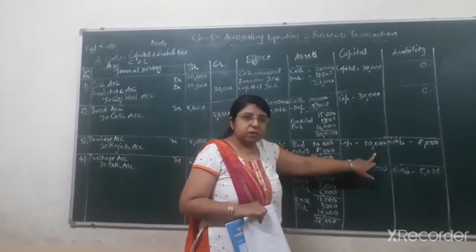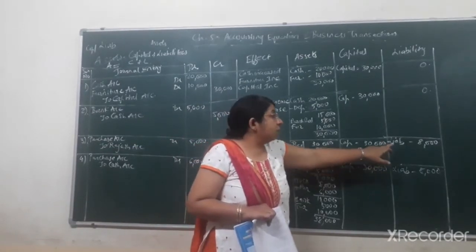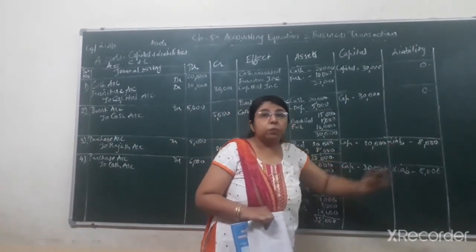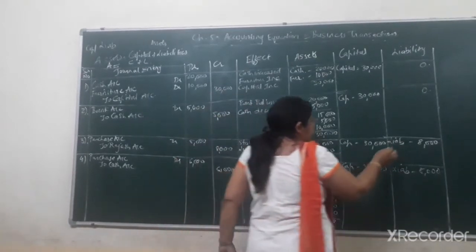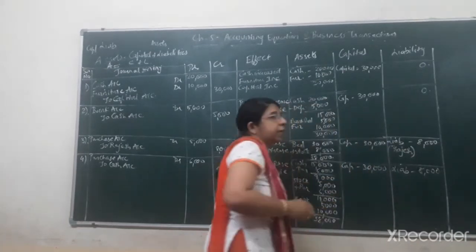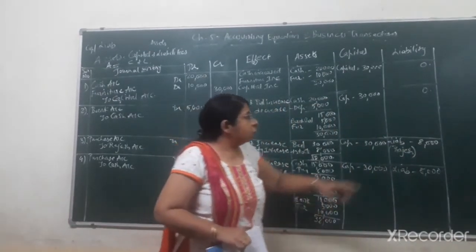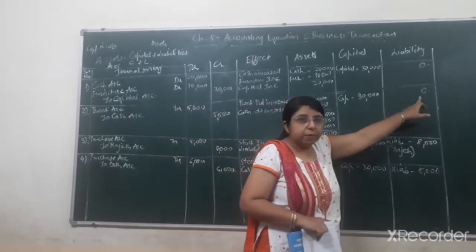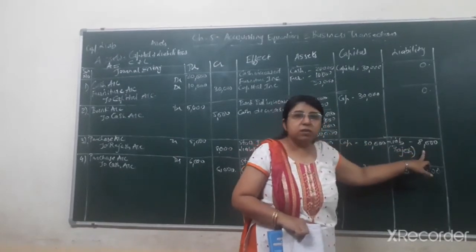Capital would be as it is, there is no effect, that is 30,000. But now liability is increased by rupees 8,000 because the liability is to pay to Rajesh. So in future we have to pay 8,000 rupees to Rajesh. Previously there was no amount of liability, but now the liability of 8,000 is created.